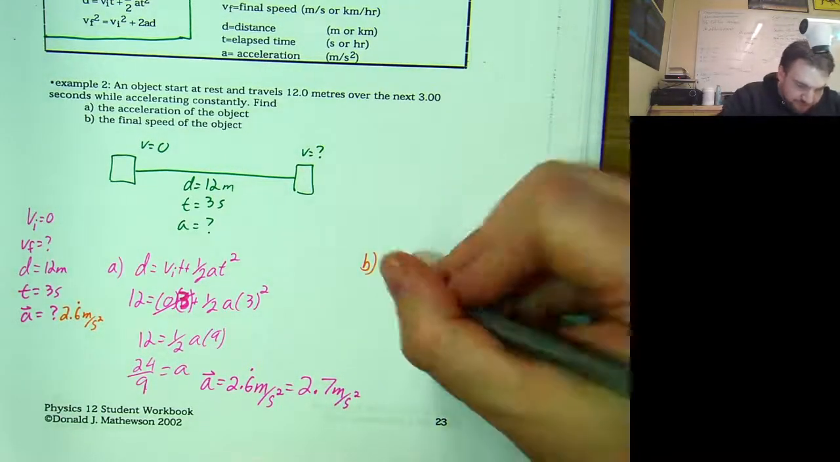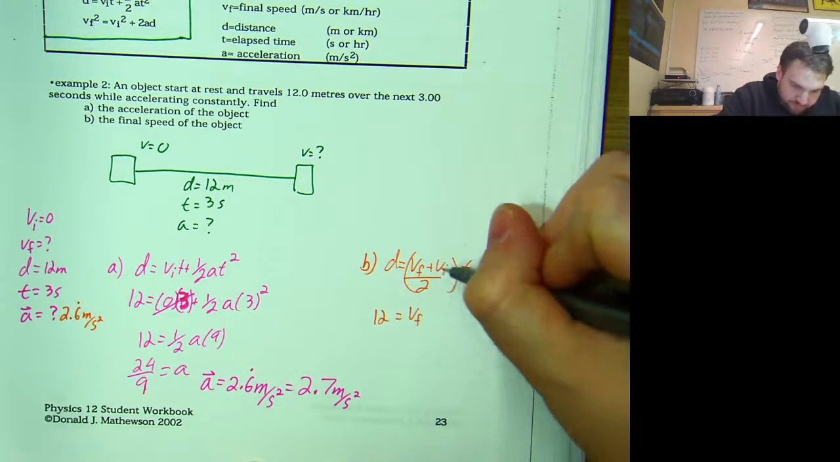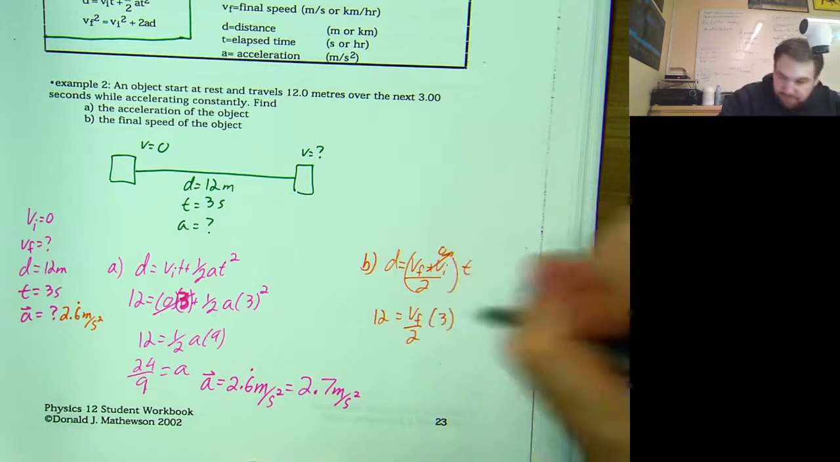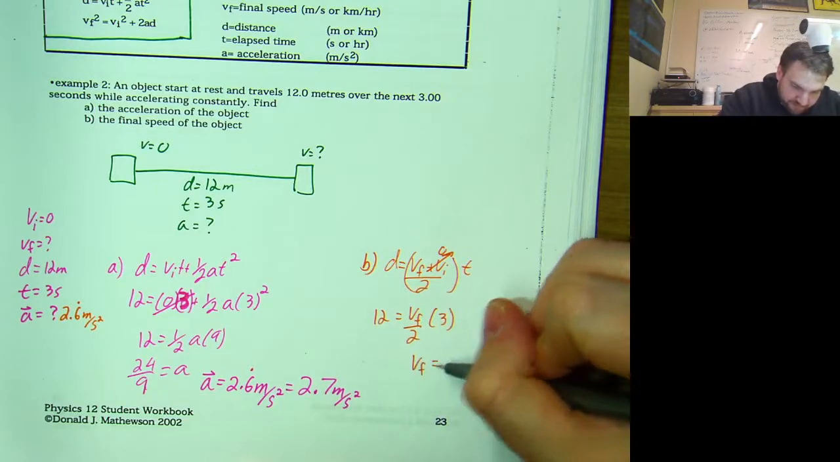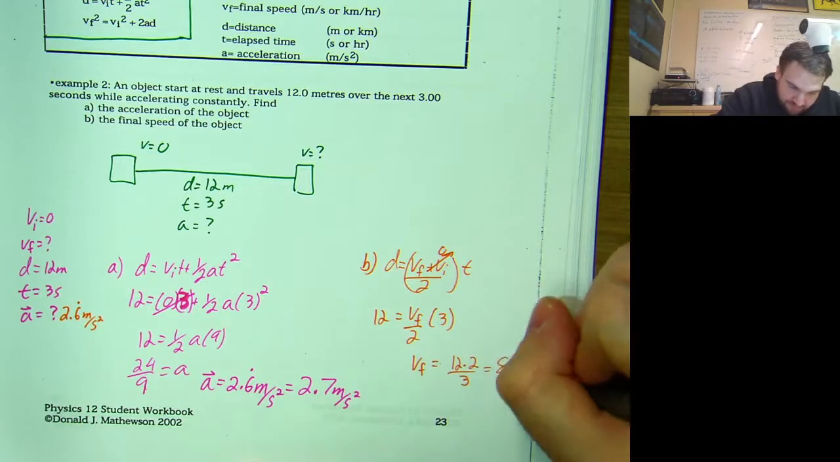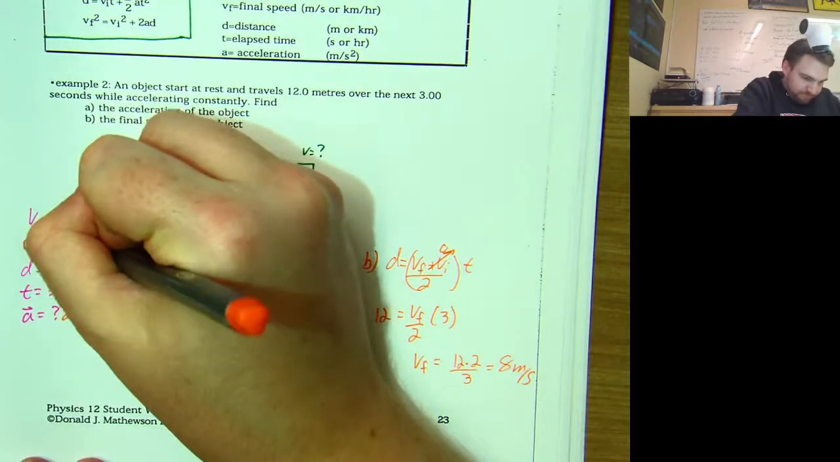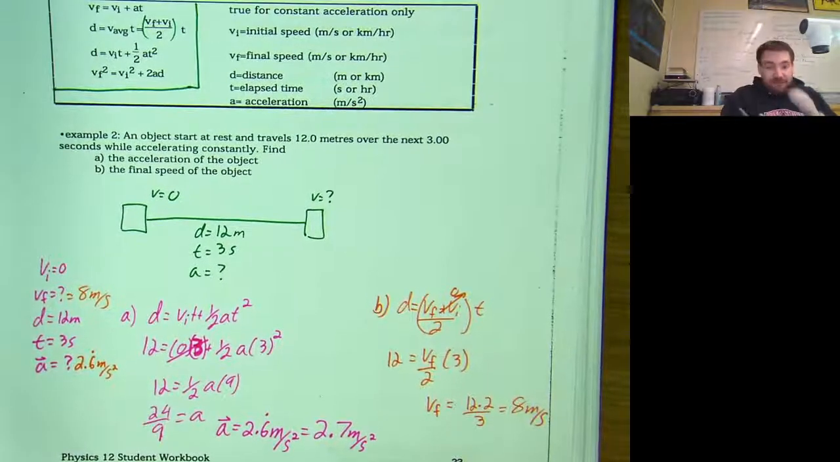So our displacement we know is 12. VF is what we're looking for. VI is 0. It's going to be VF over 2, and our time is 3 seconds. Well, VF is going to equal 12 times 2 divided by 3, which is 8 meters per second. You can feel free to verify that using any of the other equations there, but yeah, there it is. Flip the page.